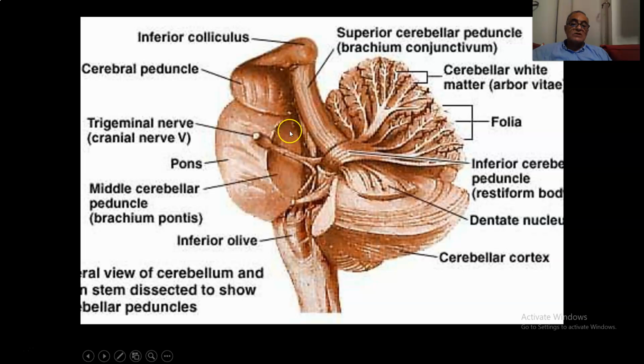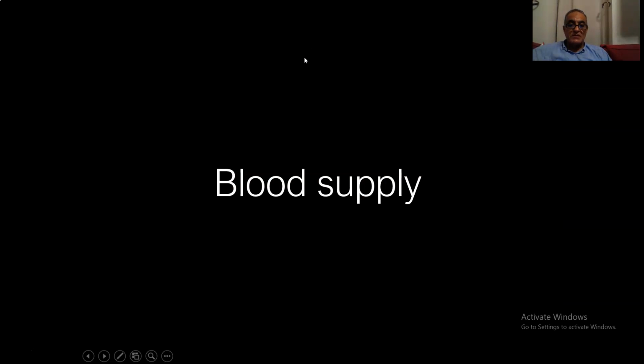This is a view after removing the middle cerebellar peduncle. When you look at the surface of the lateral brainstem, actually you cannot see the inferior or the superior cerebellar peduncles, because they are hidden by the most lateral and the biggest middle cerebellar peduncle. After removing the middle cerebellar peduncle, you can see the inferior cerebellar peduncle, restiform body, connecting the medulla with the cerebellum, and the superior cerebellar peduncle, the brachium conjunctivum, connecting the cerebellum with the midbrain.